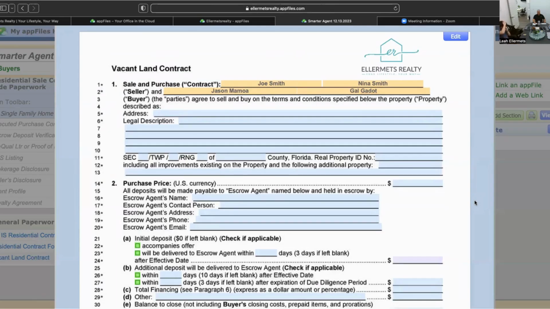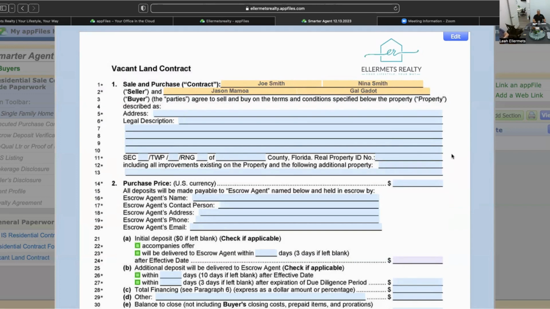All right, so today we're covering vacant land contracts. This is not a lengthy contract, but it's important to fill them out properly, right? A vacant land contract doesn't mean that there's a house on it, or a mobile home on it. It should be vacant land.